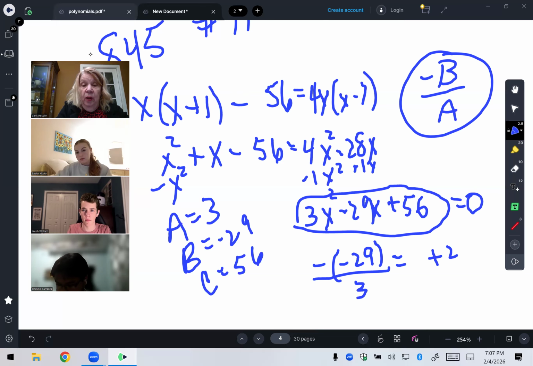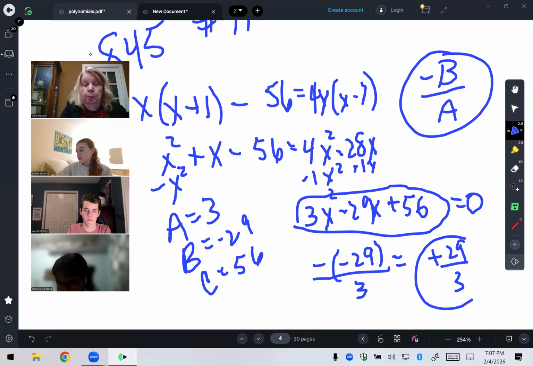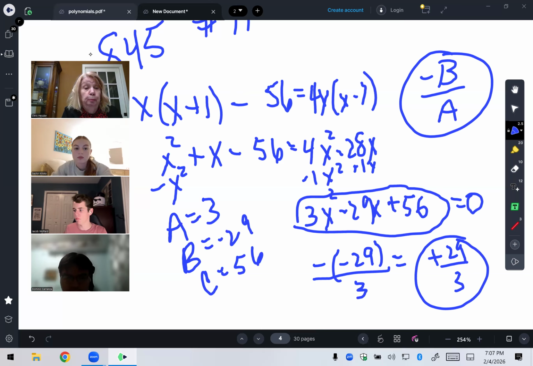And voila, we get 29/3. Thank you, College Board, for 10 points. And I didn't have to go down that trail of finding each solution. Do you see how beautiful that is? You just have to remember minus b over a is the sum. So everybody good with that in this world?